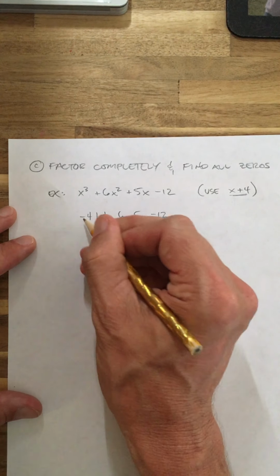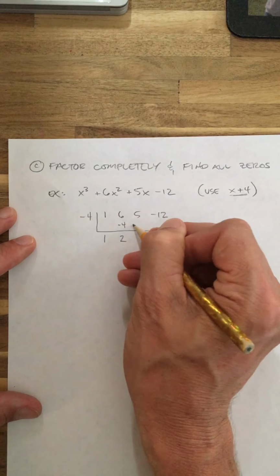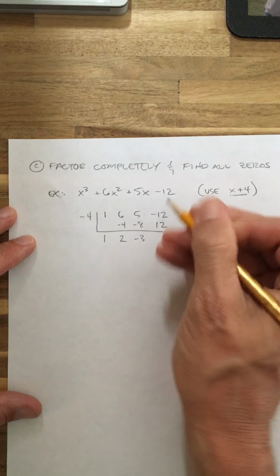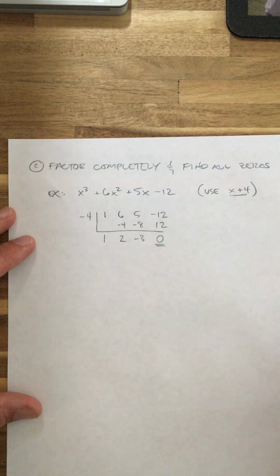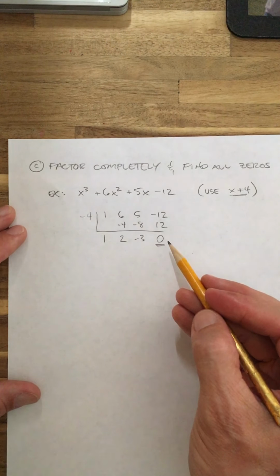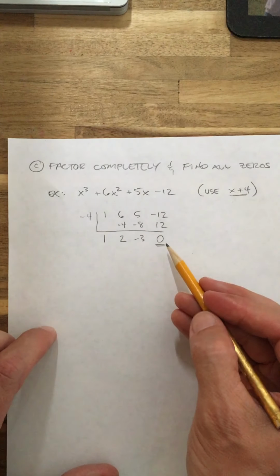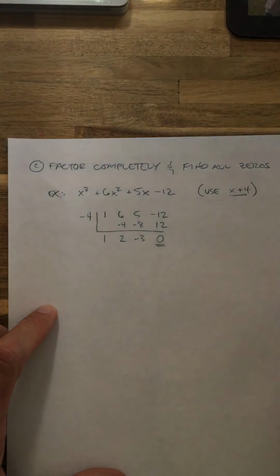Bring down the 1, multiply, combine it, you get 2, multiply, you get negative 8, combine it, you get negative 3, multiply, you get positive 12, and guess what? You combine it, you get 0. Guess what that 0 means right now? Remember this last number is always the remainder. So if your remainder is 0, what do you know about this when I divide it by this? It means it goes into it evenly.